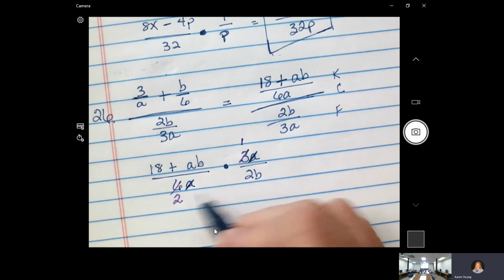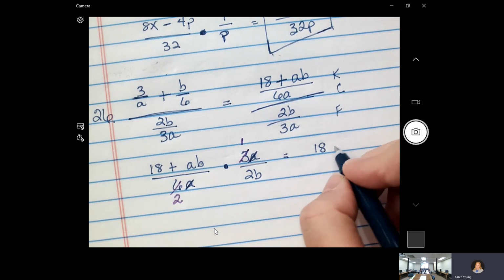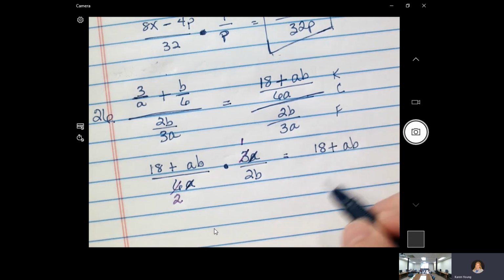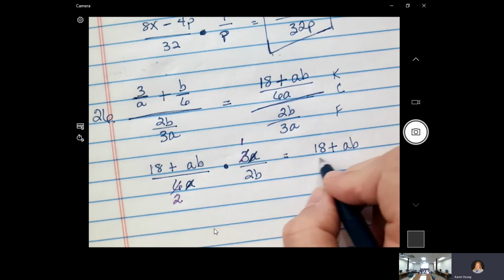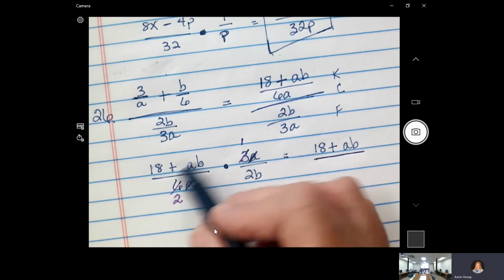And then I can multiply straight across. Still 18ab, because the 18 doesn't have the ab, so I can't add them together. Well, it's just 1 times that.